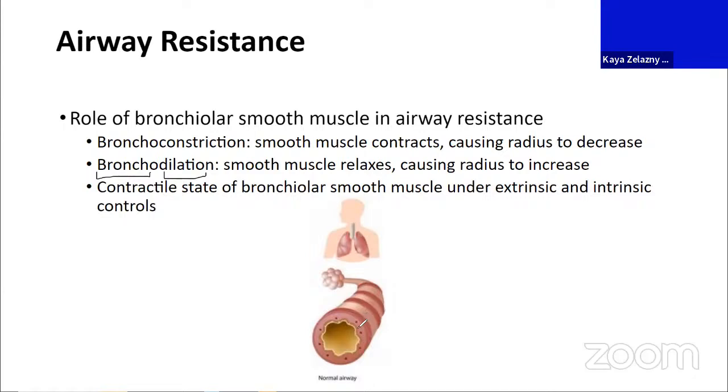Our bronchodilation is going to be dilation, so expansion, widening of those airways. So as that smooth muscle relaxes, we open up our airway, right? Now we've got a big fat tube. It's easier to breathe through that wider bronchiole. So air can move through that greater diameter more easily. So the contractile state, how contracted that smooth muscle is, is going to matter for determining how much resistance is in that airway, because it's changing its radius.